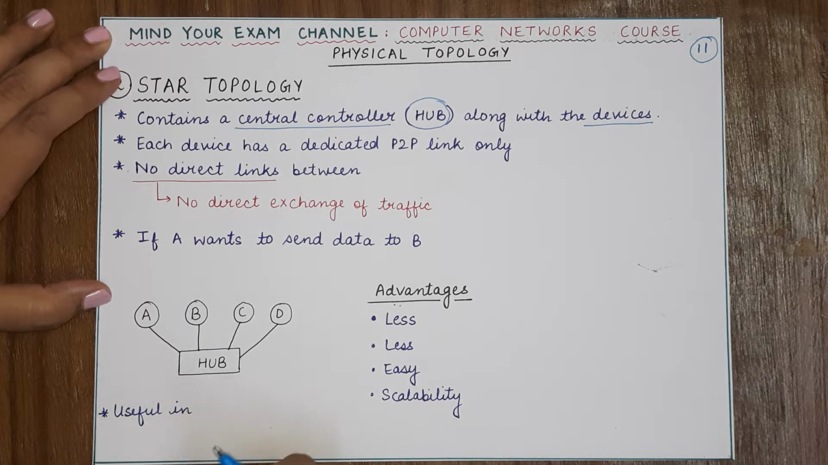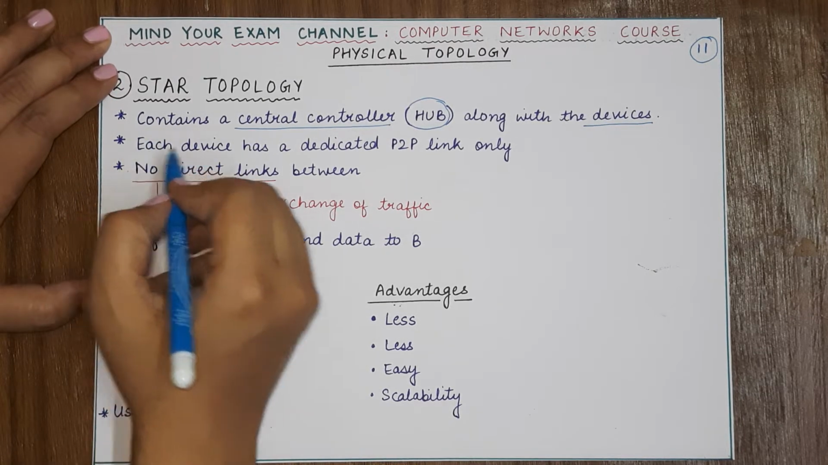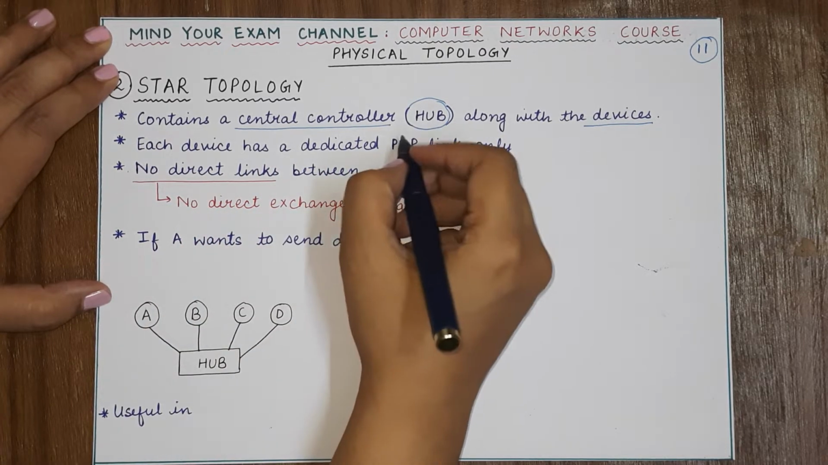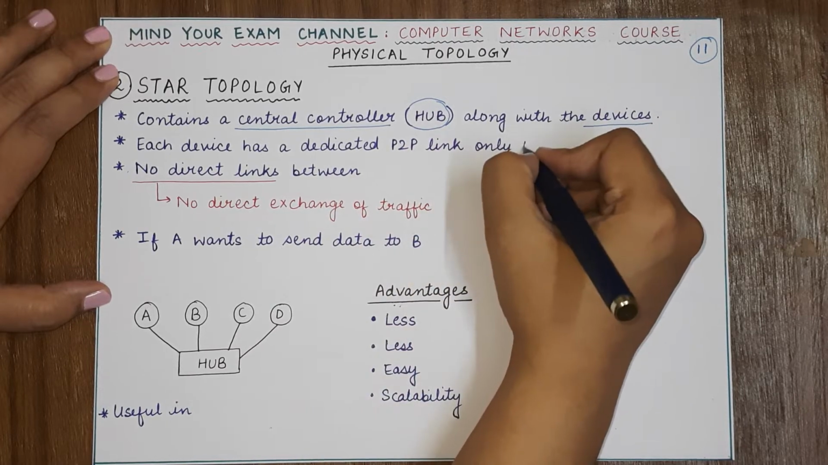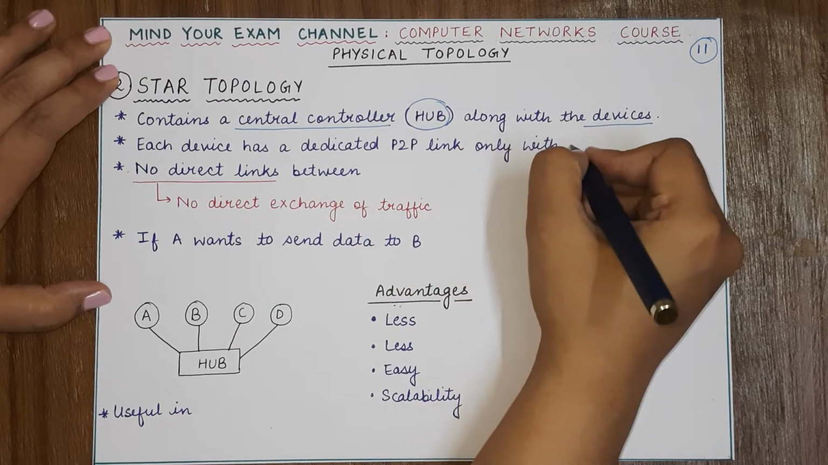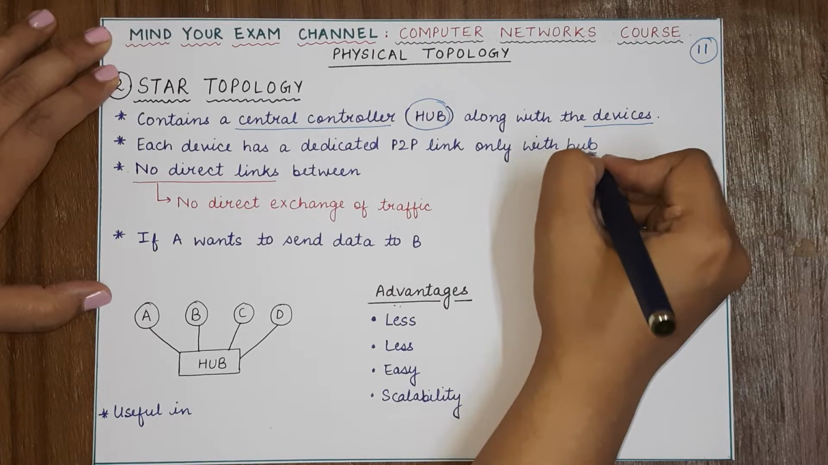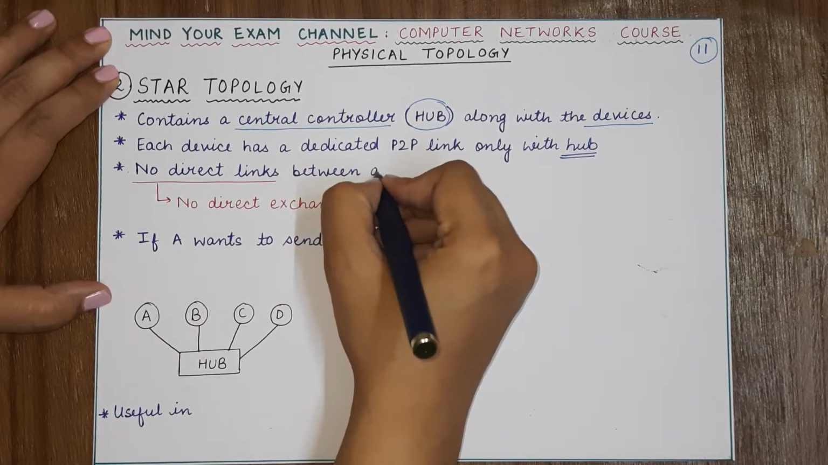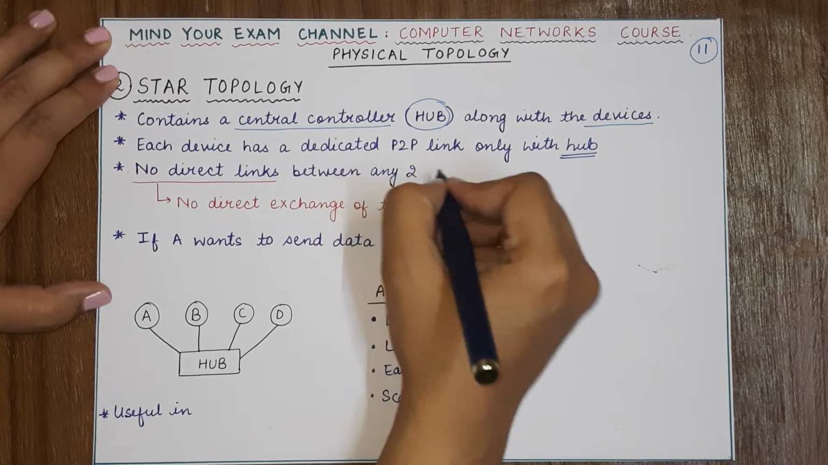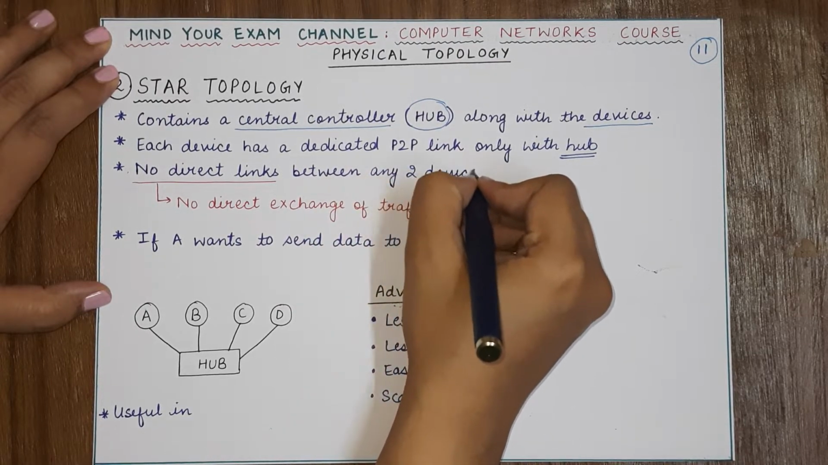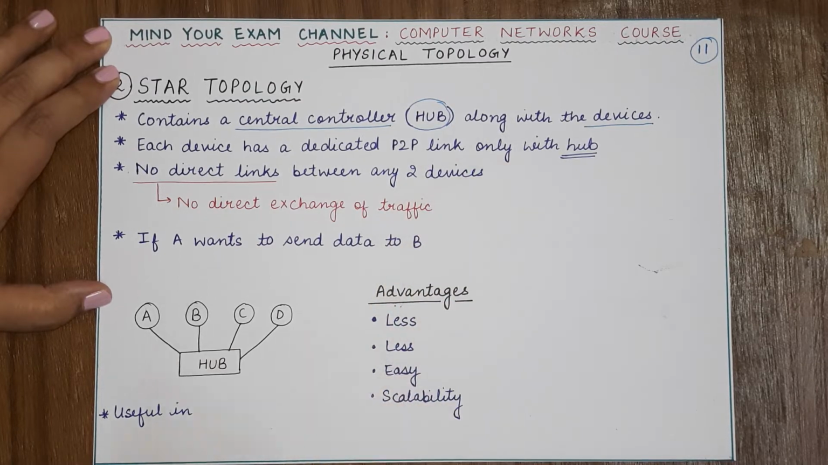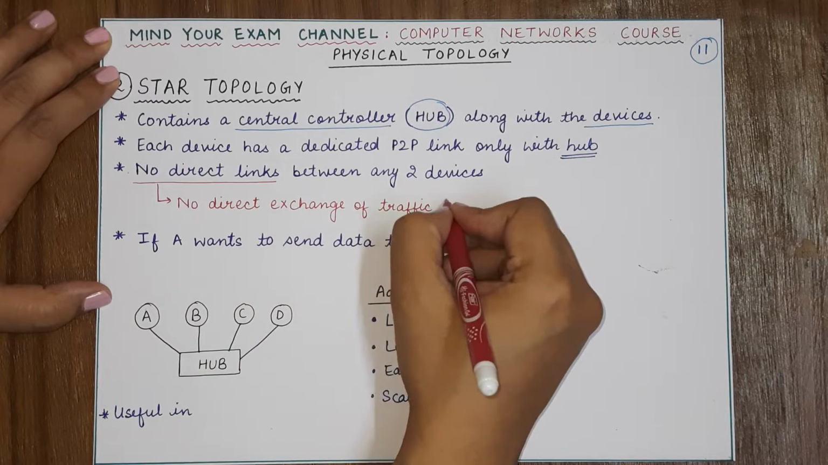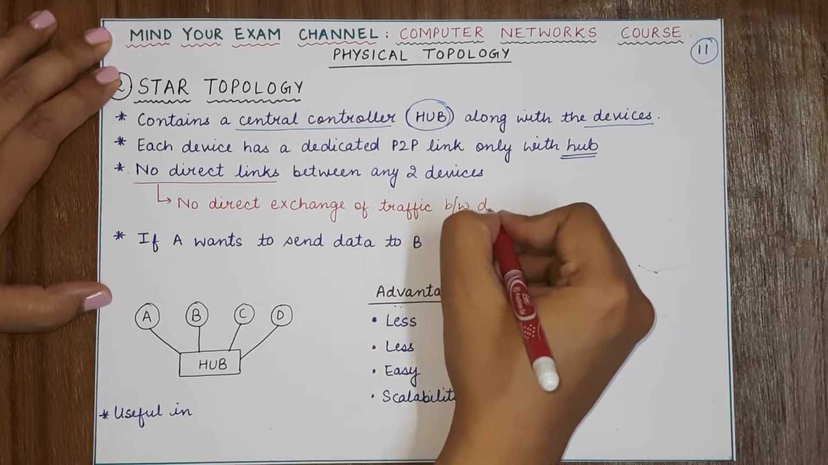So another difference is that every device in a star topology will have a dedicated point-to-point link only with the hub. No devices will be connected with each other directly. Okay, so no direct links between any two pair of devices. Any two devices will not be connected directly, and if they are not connected directly, no direct exchange of traffic between devices will take place.